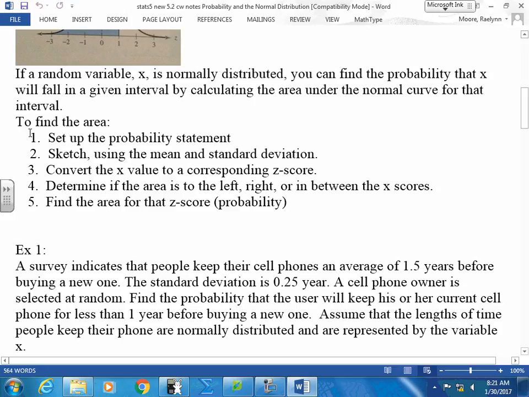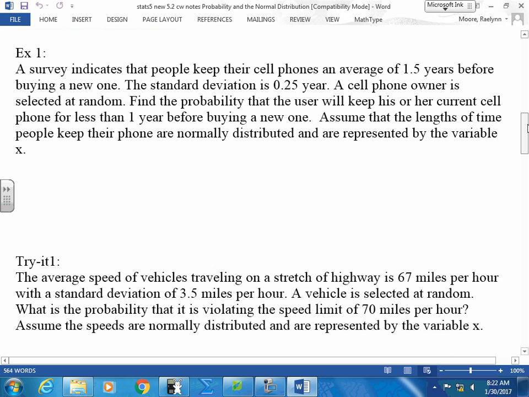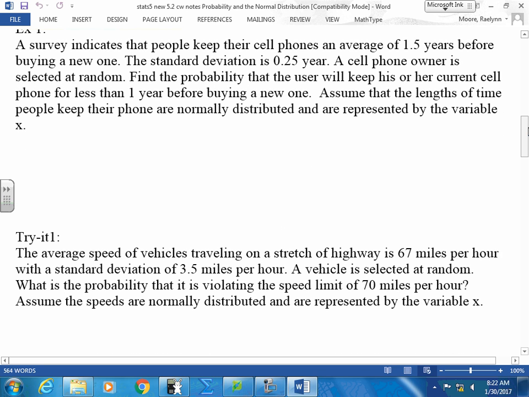And this is the steps we go through. This is on the back of your notes. We're going to set up the probability statement. We're going to sketch it. We're going to convert your x values, and we're going to determine your areas. And we're going to find that area. The probability statement and the sketch are really, really important. So we're going to put one together and work on this. This is what the second part of your quiz looks like.